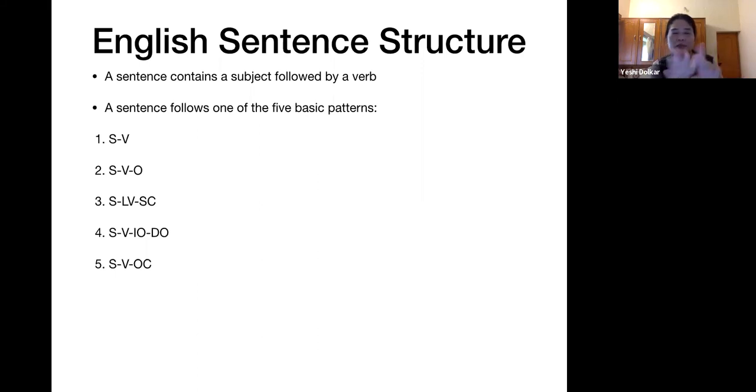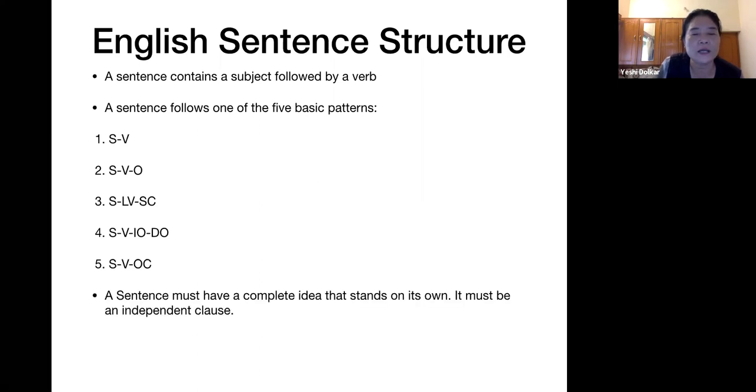If you look at all English sentences, you will see they use one of these patterns. So without using any one of these patterns, you cannot get an English sentence, a meaningful English sentence. Okay, now a sentence must have a complete idea that spans.